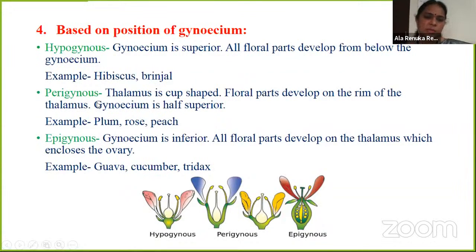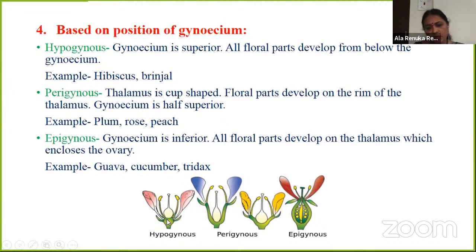Gynoecium is superior. So what does a hypogynous flower mean? You can see, in a hypogynous flower, except the gynoecium, all the floral parts, that is sepals, petals and androecium, are lying below the position of the gynoecium. So it is called a hypogynous flower.